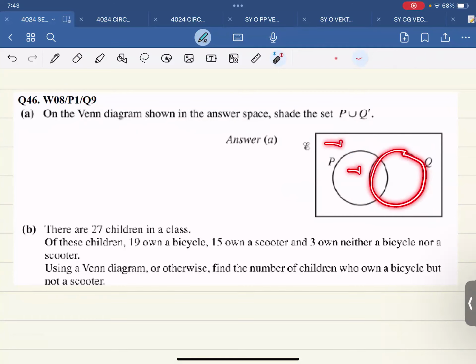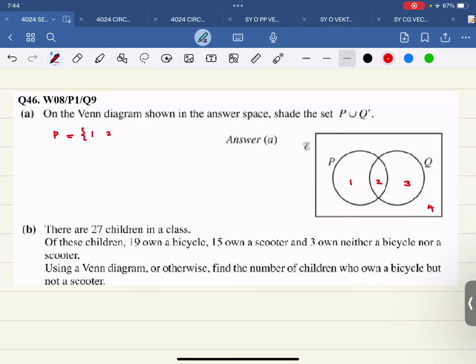So Q complement will include this as well as this. If we were intersecting with P, we would only shade this much. But we are unionizing with P. Now, it might create a little bit of problem. So let me first plug in some numbers. Let me write 1, 2, 3, 4. So P is 1, 2. And Q is 2, 3.